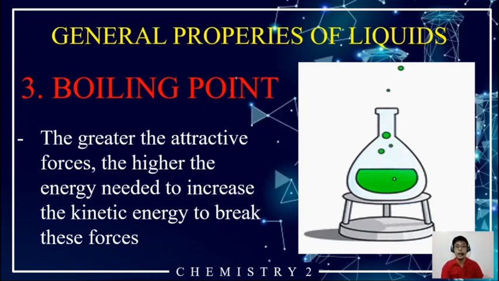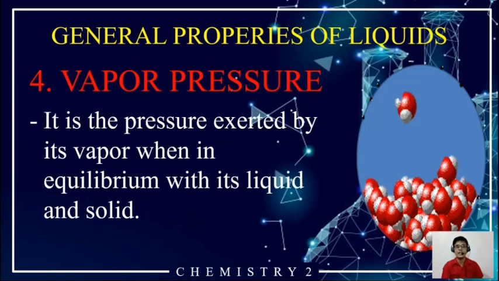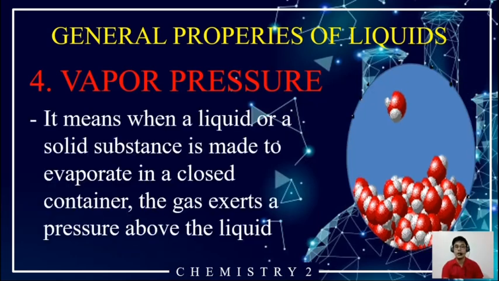So that's boiling point. And now let's have vapor pressure. So vapor pressure, this is actually the pressure. So kung kanina, temperature yun sa boiling point, this time, this is the pressure exerted by its vapor when in equilibrium with its liquid and solid. And also, it means that when a liquid or a solid substance is made to evaporate in a closed container, the gas exerts a pressure above the liquid.